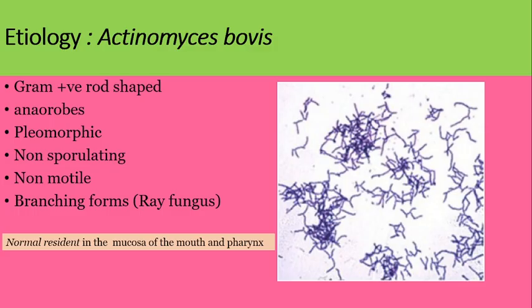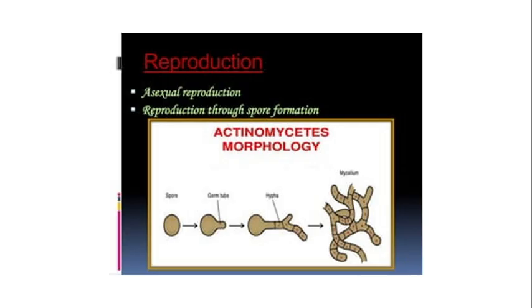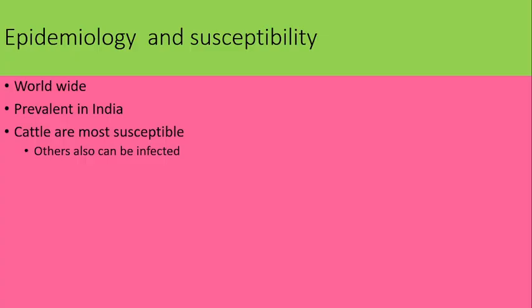It is a gram-positive rod-shaped anaerobe, pleomorphic, non-sporulating, non-motile, with branching forms. Remember, these are normal residents in the mucosa of the mouth and pharynx, and they reproduce asexually. They can form spores which will germinate and form hyphae. This disease occurs worldwide and it's prevalent in India too. Cattle are most susceptible, but other animals are also susceptible.